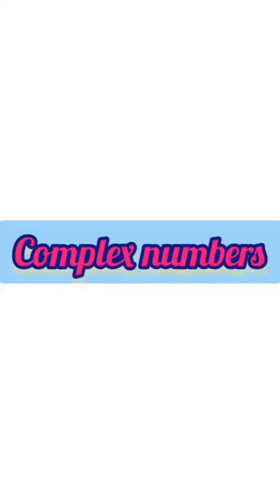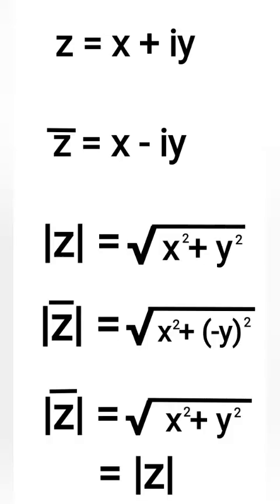Today we will do some questions on complex numbers. But before that, let us have a look at this result. That is, if we have a complex number z equal to x plus iota y, then z conjugate is equal to x minus iota y.